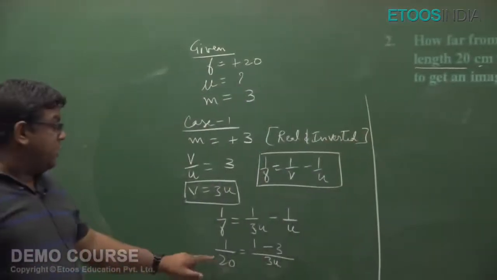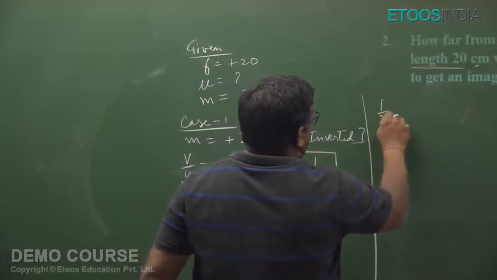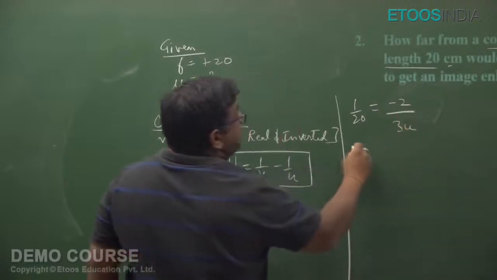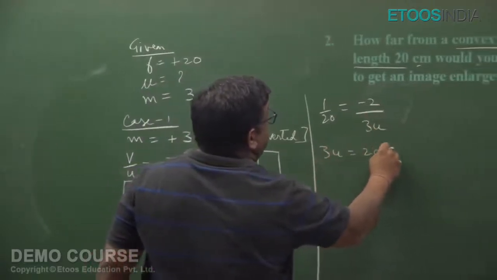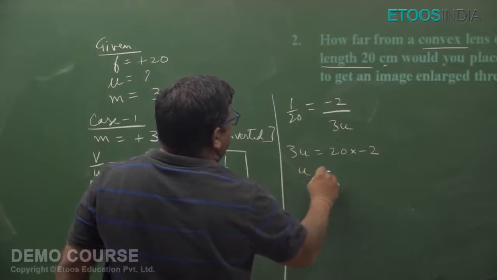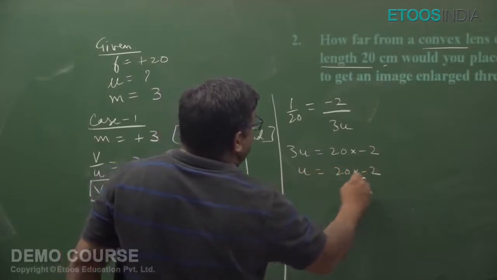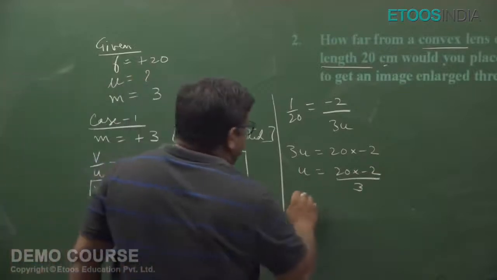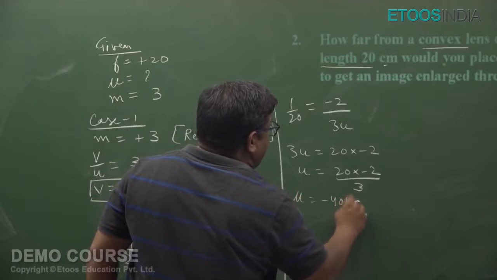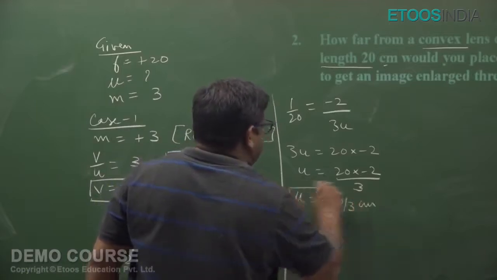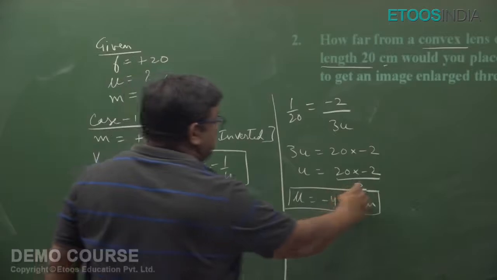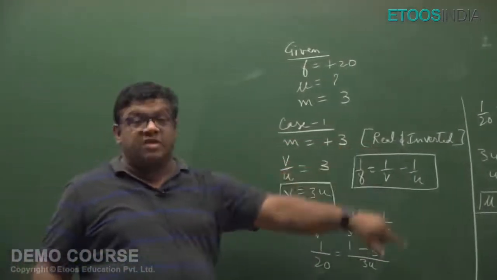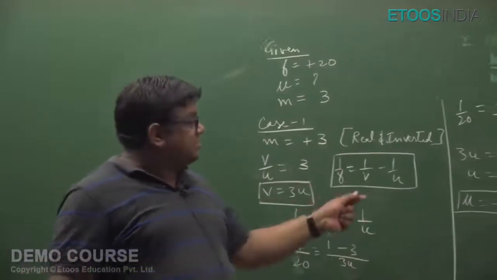Got it? So by simply cross multiplying, I get 1 by 20 is equal to minus 2 upon 3U. So finding the value for 3U, U is equal to 20 into minus 2 divided by 3. Got it? So the answer here is minus 40 by 3 centimeter.